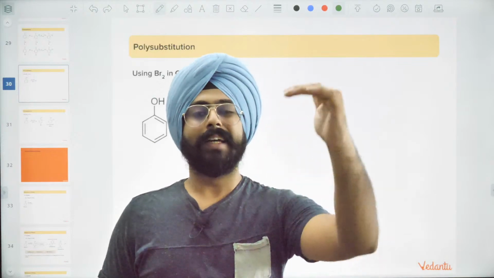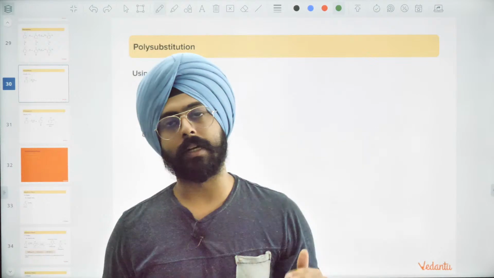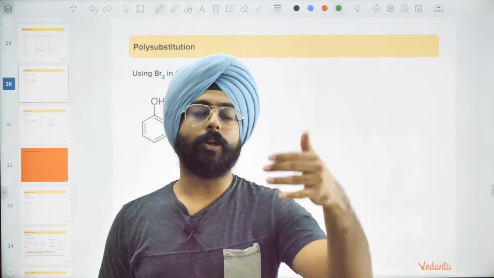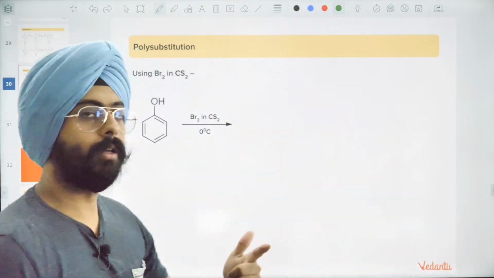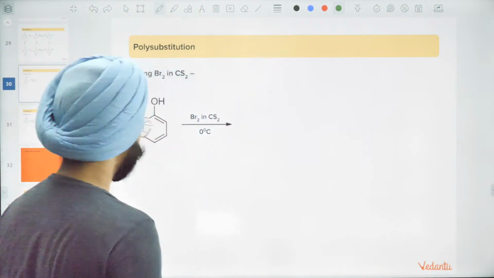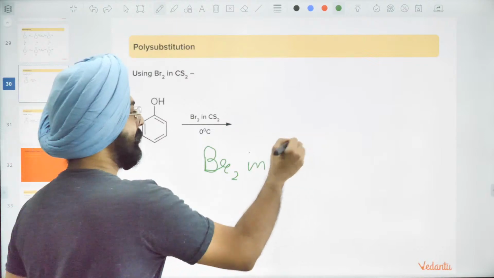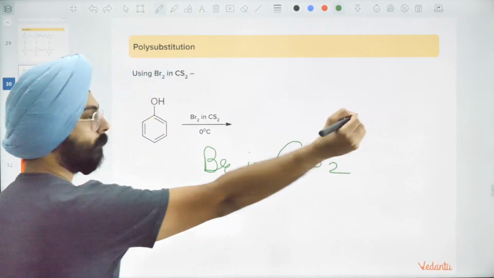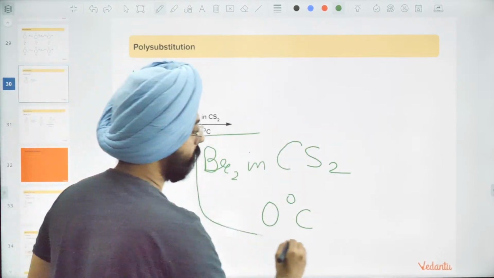So if you reduce the temperature, the reactivity decreases. अगर टेम्परेचर ही घटा दिया मैंने तो कैसे होगा रिएक्शन? So to reduce the reactivity of the reaction, you reduce the temperature and you use a solvent that is in fact non-polar. तो यहां पे क्या किया अपन ने? We are using Br2 in CS2 at 0 degree Celsius. Very nice.